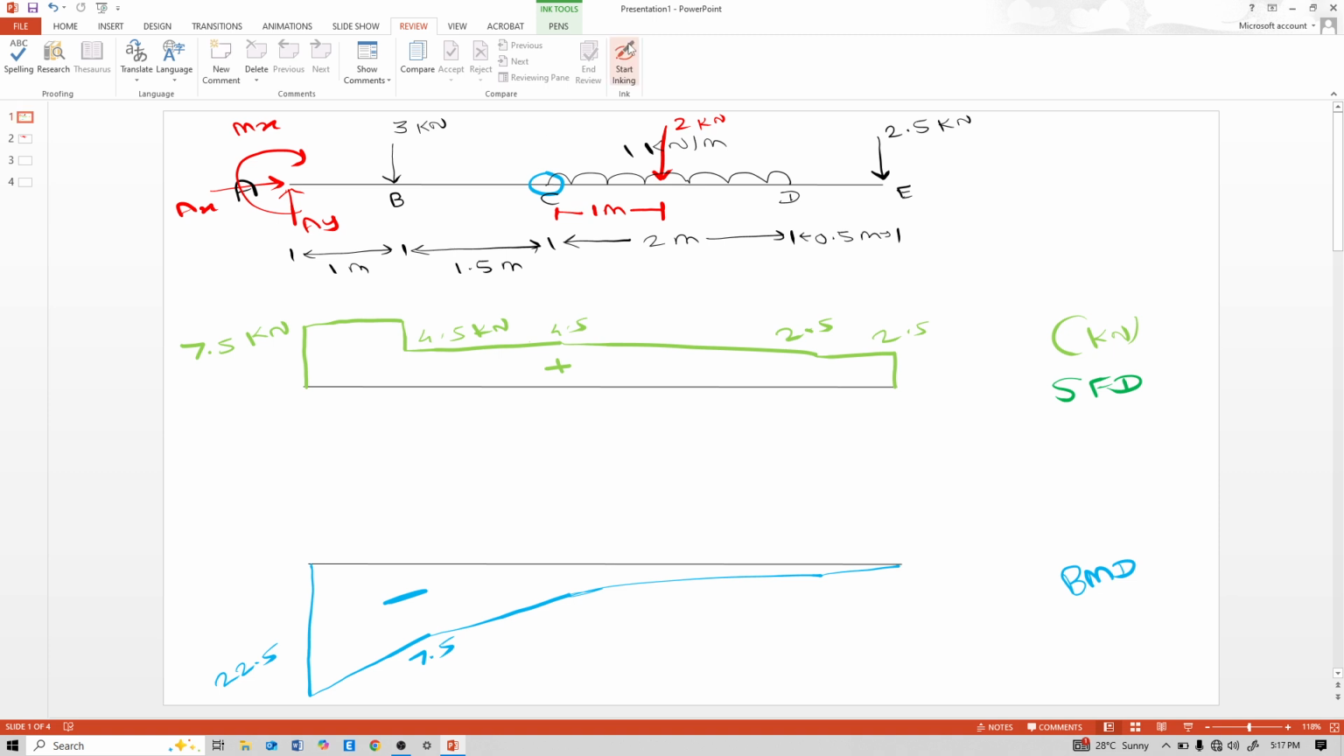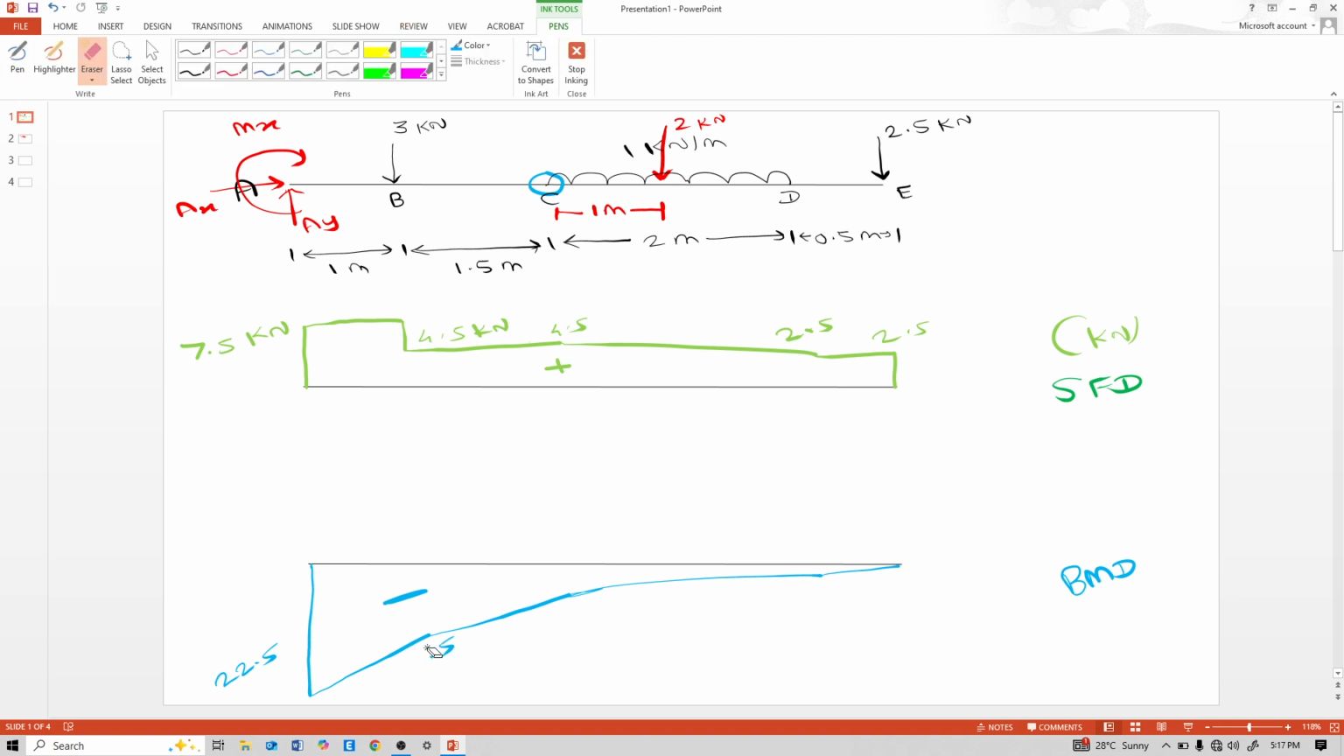See, this Mx, this 7.5 calculated is wrong. Why is it wrong? Because we need to consider this Mx value also. This Mx is 22.5 kilonewton. So calculate moment at point B again.